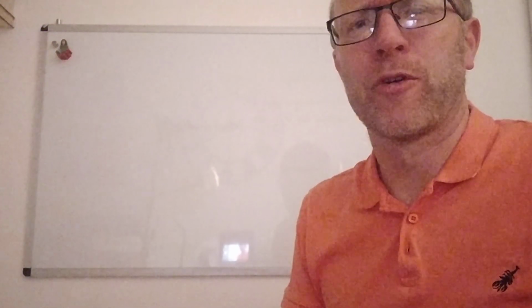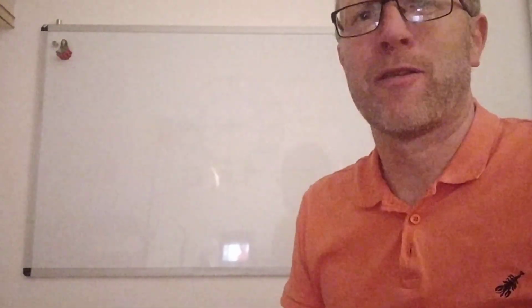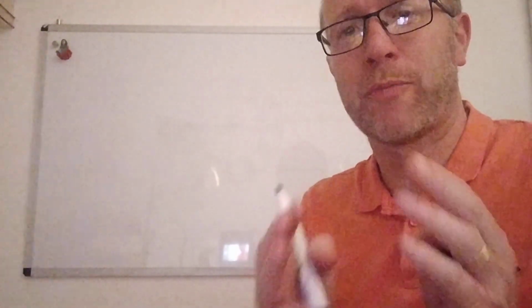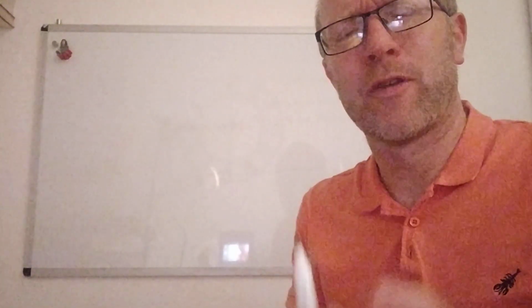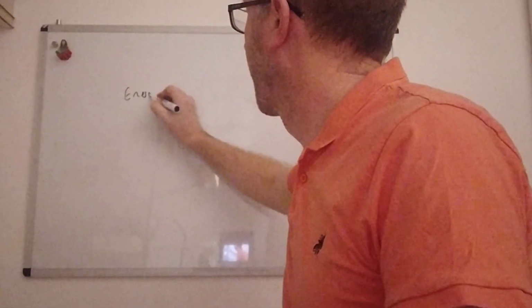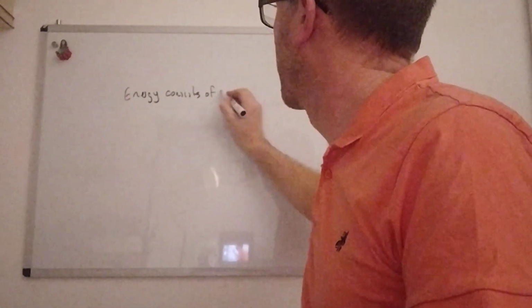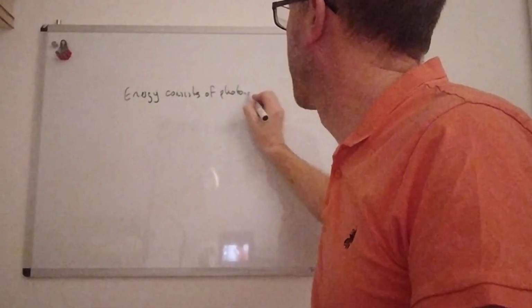First of all, and this is the most important bit, he said that energy is made up of packets of energy, which we call photons. Just packets of energy, not waves, packets of energy called photons. So energy consists of photons. That's step 1, number 1.